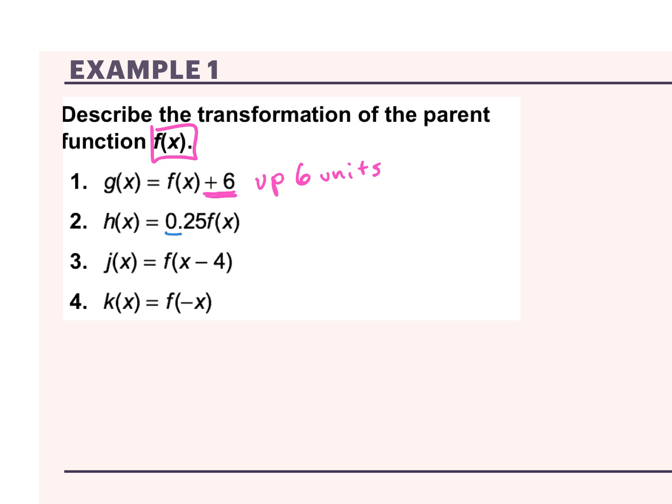For number 2, we're multiplying a decimal on the outside. So this would be a compression because that decimal is in between 0 and 1, so we're getting smaller. For number 3, we're subtracting 4 on the inside. When you subtract a number on the inside, that means we go to the right. So we're going right 6 units.